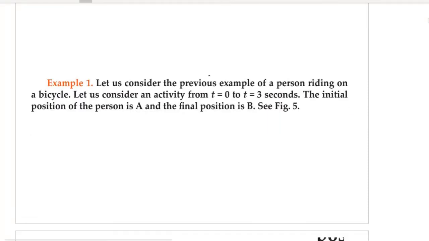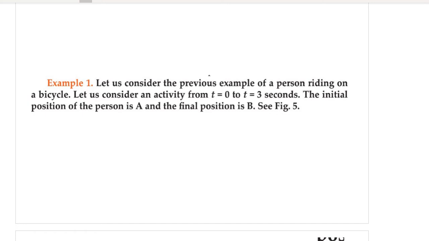Welcome to the second part of the chapter motion. Today we are going to do some numericals based on distance and displacement, and also if possible I'm going to start with the next part, that is speed and velocity.